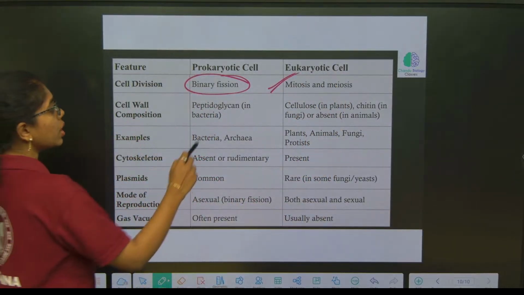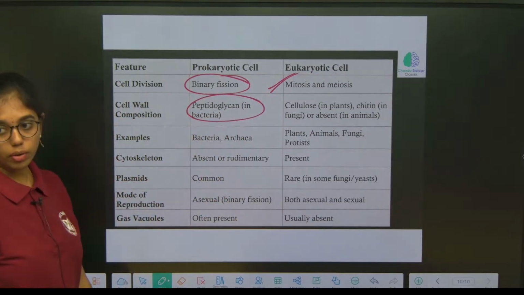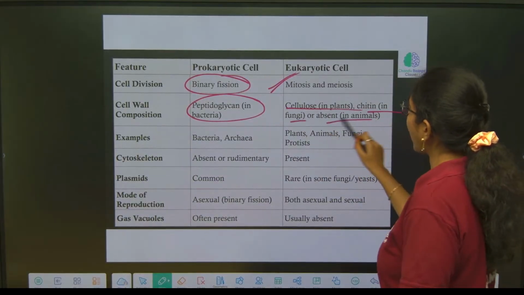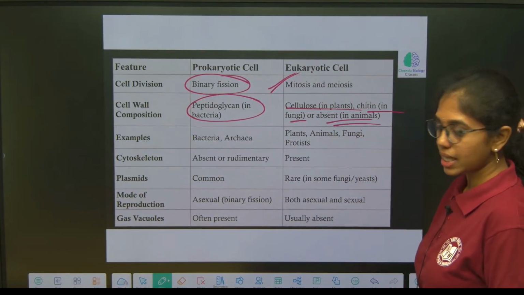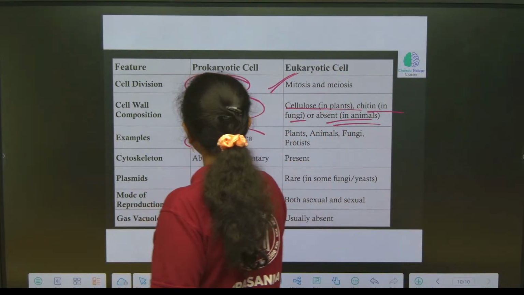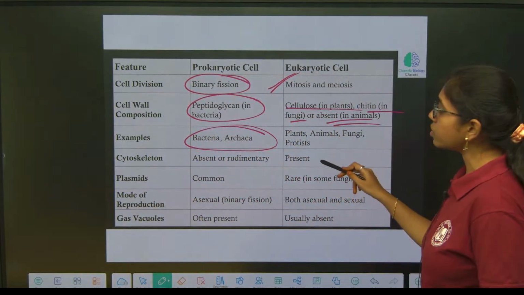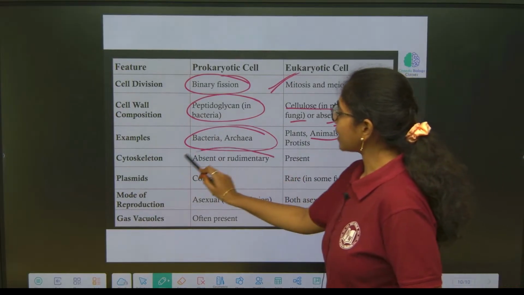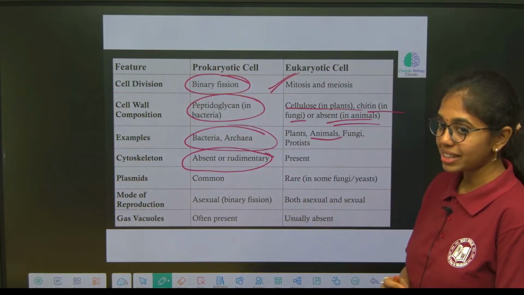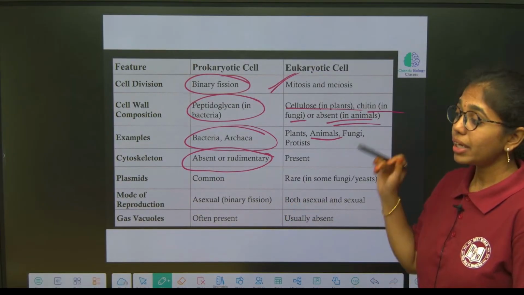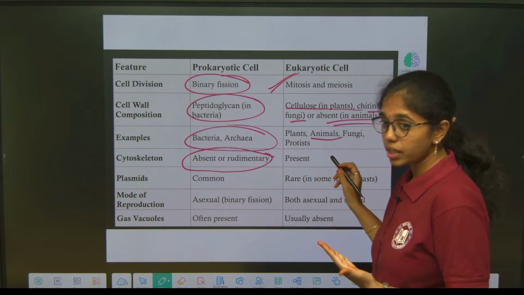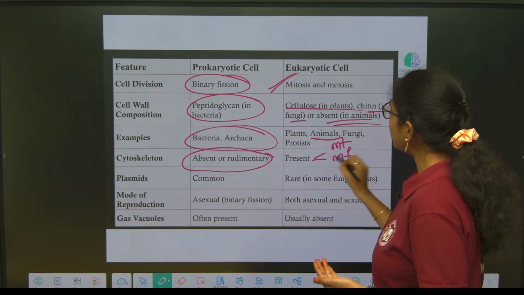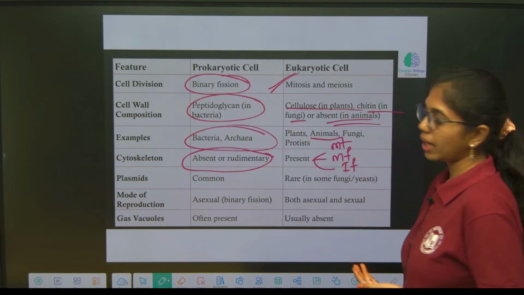Cell wall composition: in a prokaryotic cell it is made up of peptidoglycan; in a eukaryotic cell it is made up of cellulose in plants, chitin in fungi, and absence of cell wall is seen in animal cells. Examples include bacteria and archaea. Here in eukaryotes, examples include plants, animals, fungi and protists. Cytoskeleton is absent or rudimentary in prokaryotic cells, but in eukaryotes the cytoskeleton is present, which has proteinaceous filaments like microtubules, microfilaments and intermediate filaments.